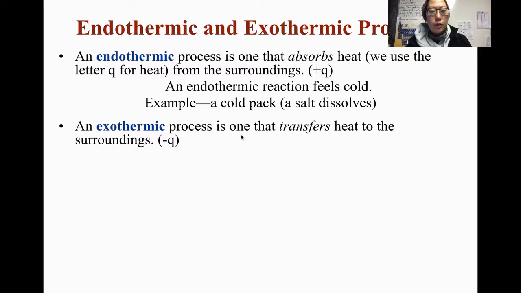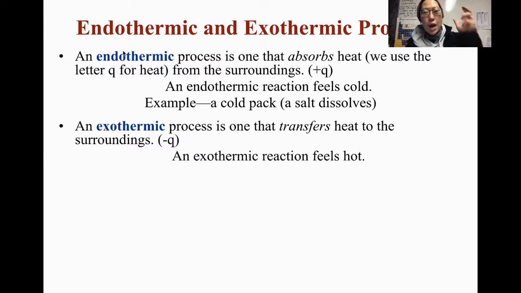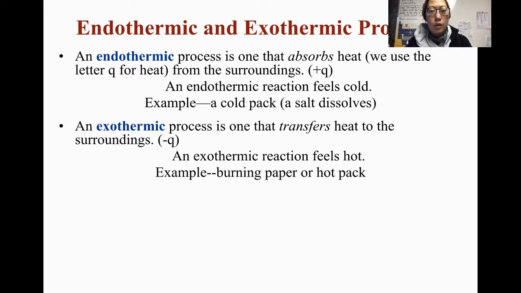An exothermic process is one that transfers or releases heat to the surroundings. So the sign of the heat for an exothermic process is negative. Exothermic, negative Q; endothermic, positive Q. Exothermic is negative Q, and it feels hot because heat is being released by the reaction. For example, if you burn paper or set off a hot pack, you feel heat being released, and your hands are the surroundings, so they feel that increase in temperature.